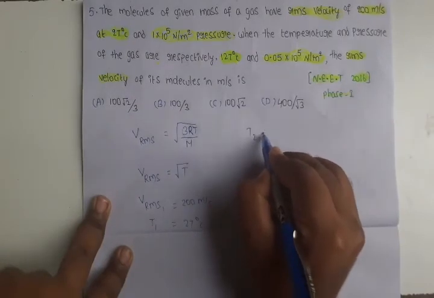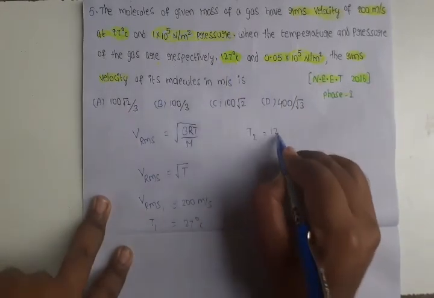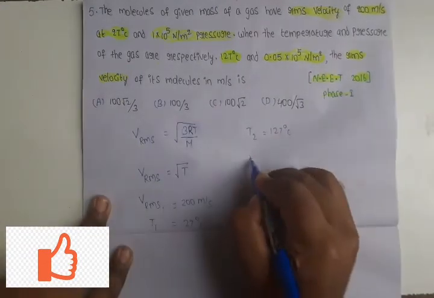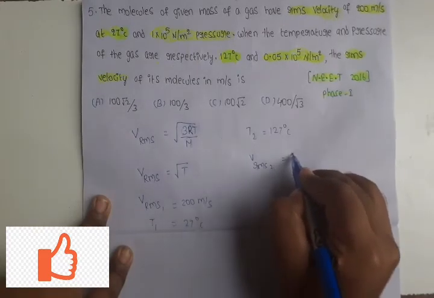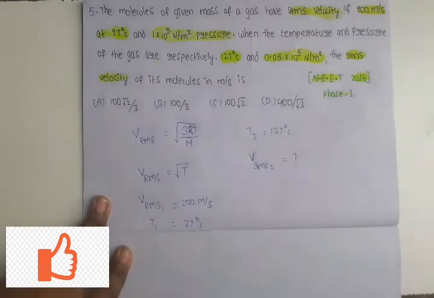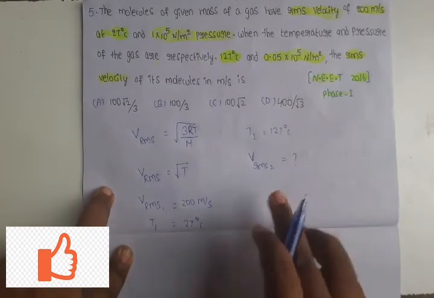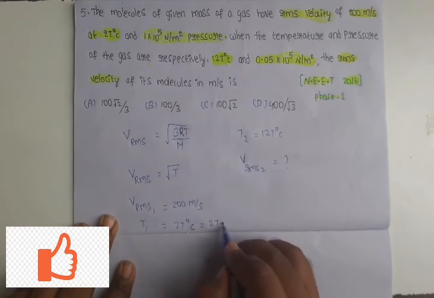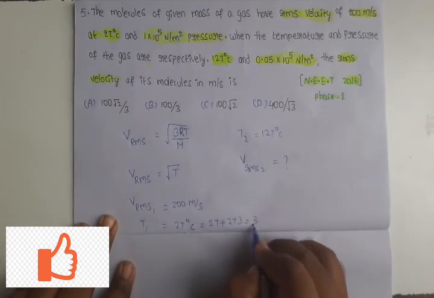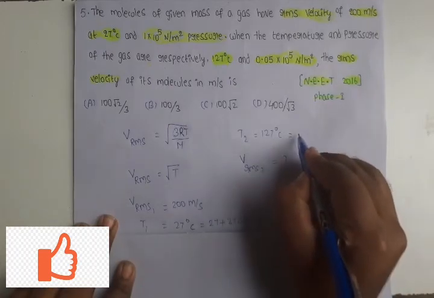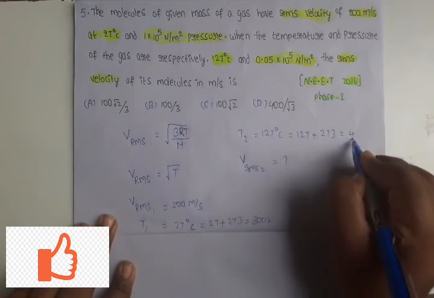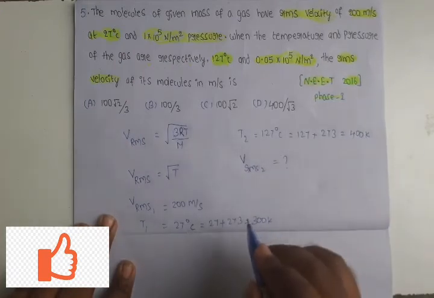Next, second temperature T2 equal to 127 degree centigrade. Next, VRMS second value we are going to find, VRMS 2 we are going to find. Okay, first of all I am converting temperature centigrade to Kelvin, so 227 plus 273, 300 Kelvin. Here also 127 plus 273 equal to 400 Kelvin.